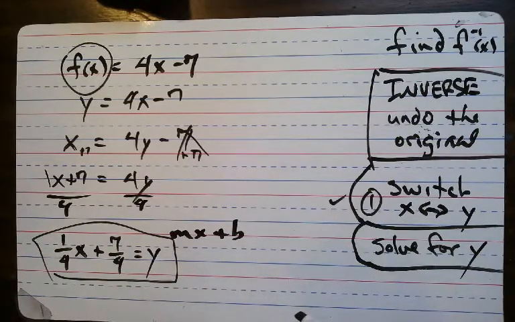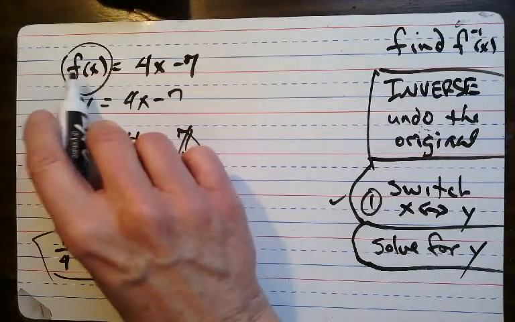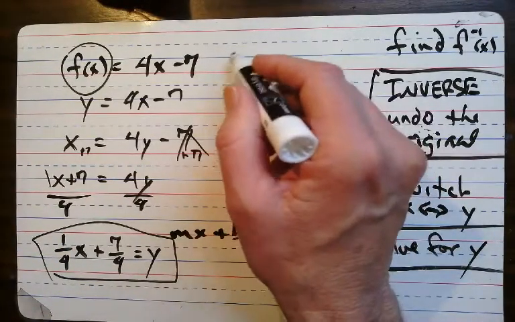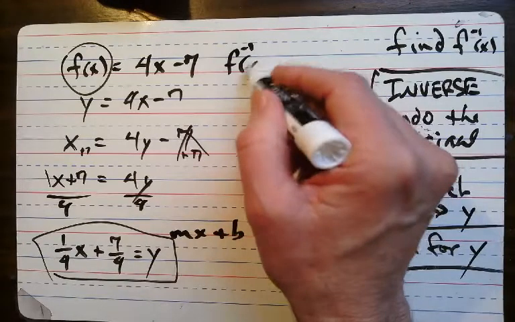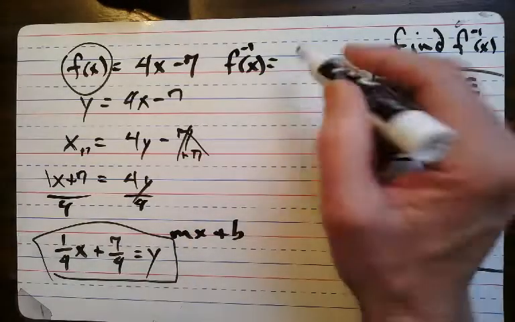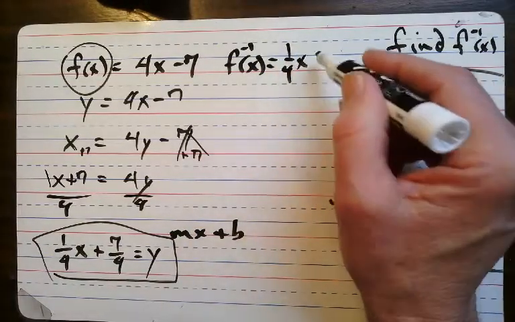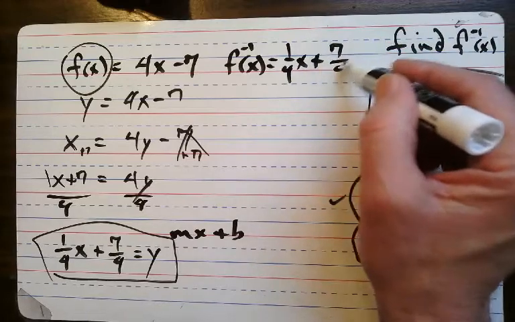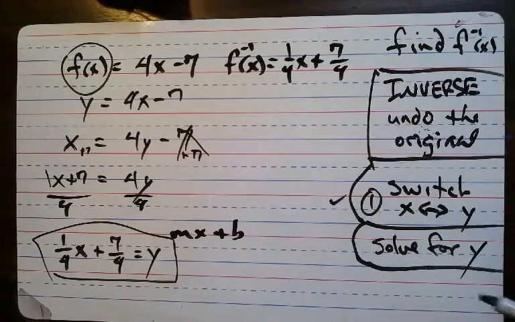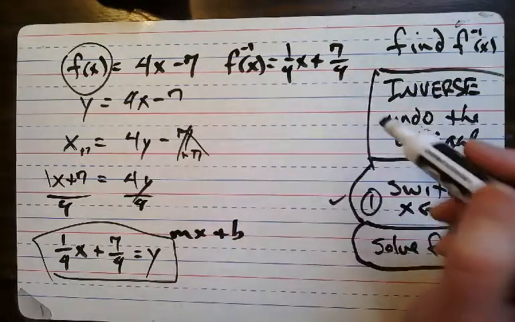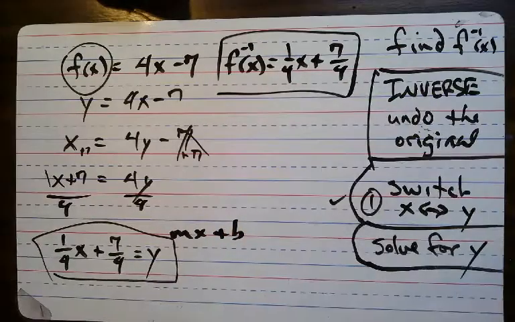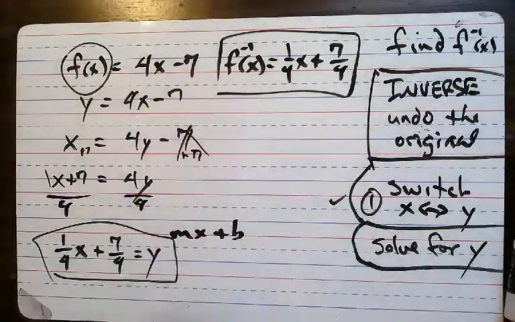Now, that means it's the inverse. So if I said, hey, this is my problem, what is the inverse? Well, you would say 1/4 of x plus 7/4. Yeah, cha-ching, we're done. That's the answer. How about that? Find the inverse. What do we do? We switch the x and y's, and we solve for y.